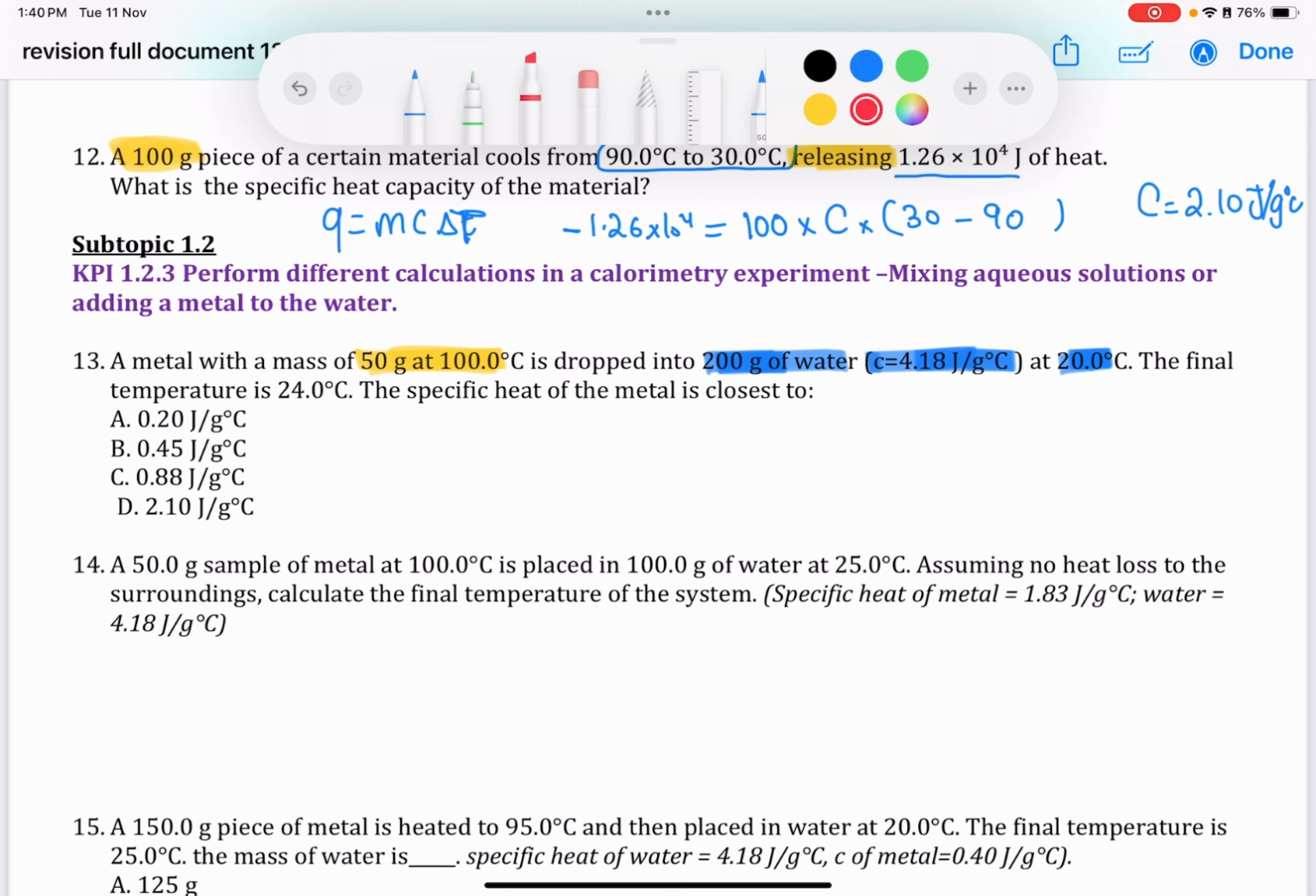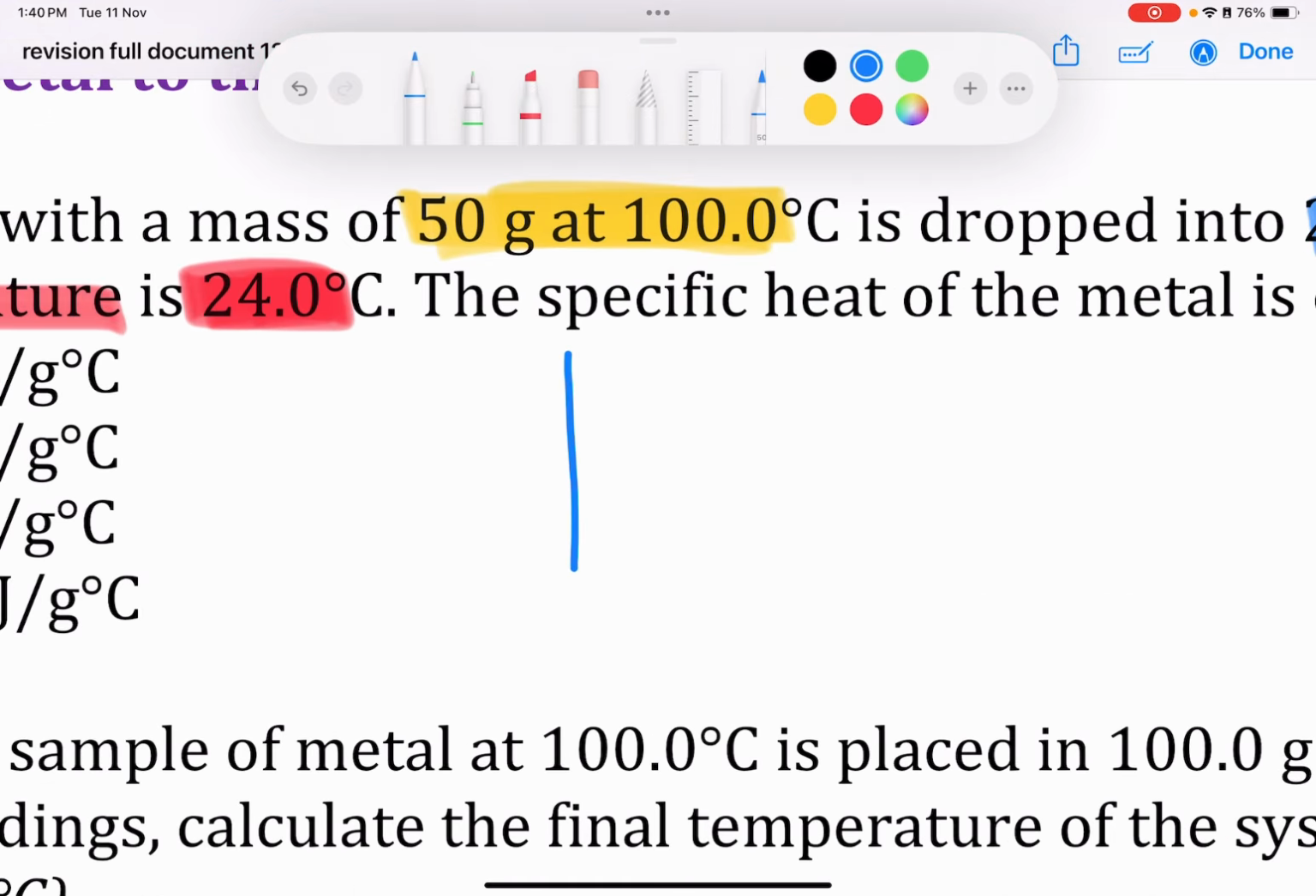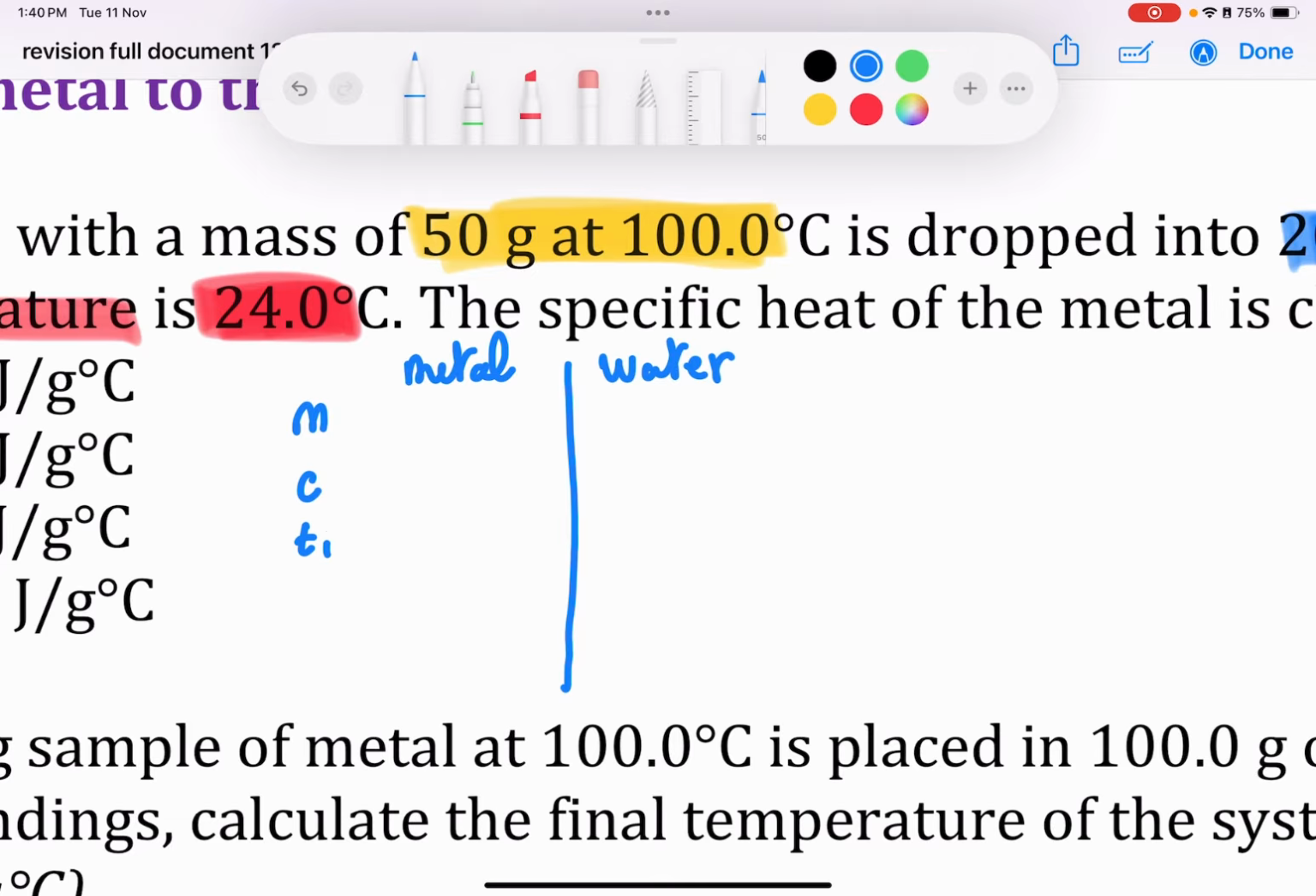Now the final temperature. When you drop a metal in water, they first both have different initial temperatures, but after they exchange heat, they're going to get the same final temperature. They want us to calculate the specific heat capacity of the metal. I always advise my students to put a table, one for metal and one for water. And in this table, they're going to put the components of the formula Q equals MC delta T. So the M, the C, the T initial, the T final.